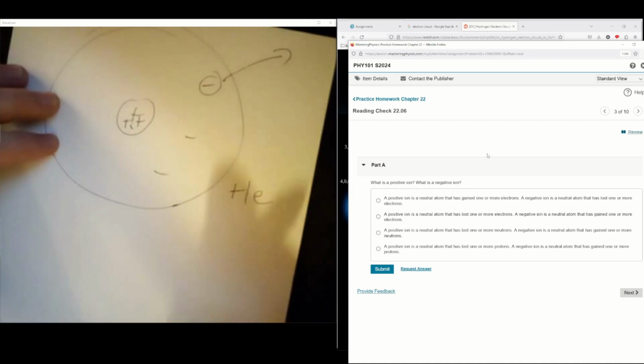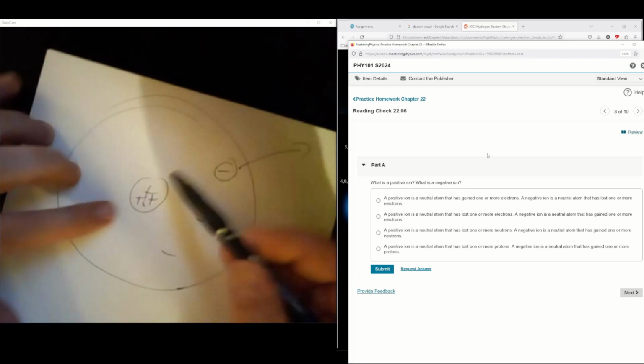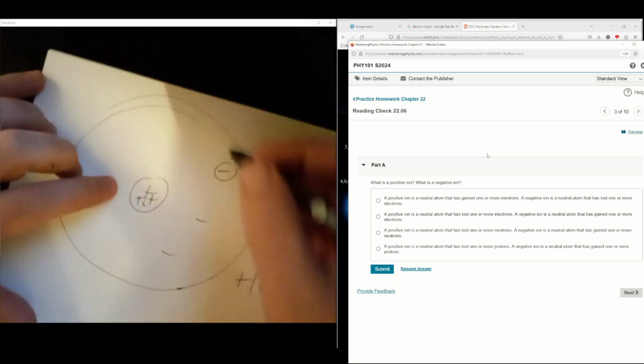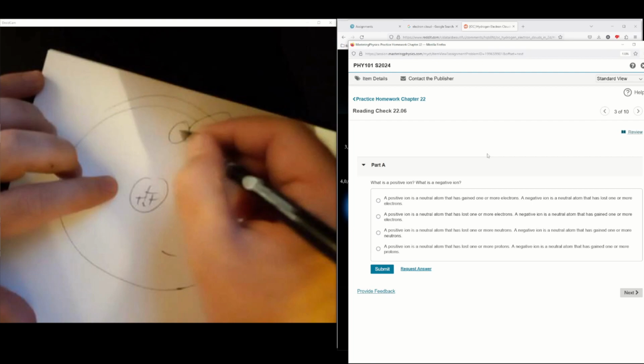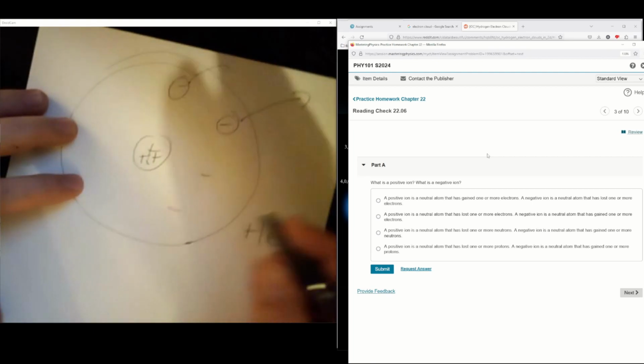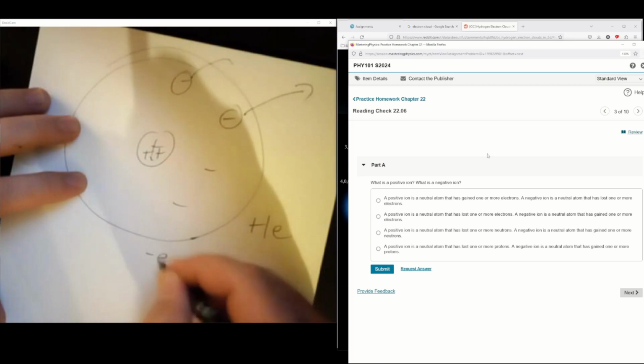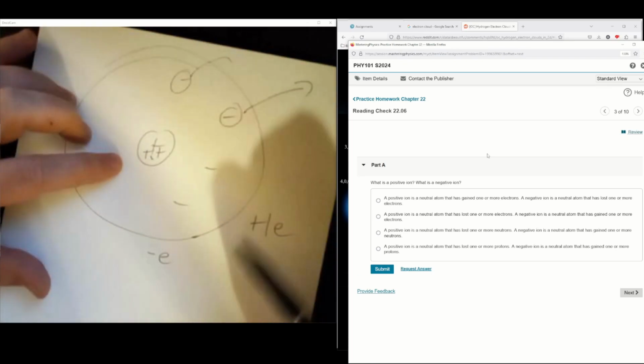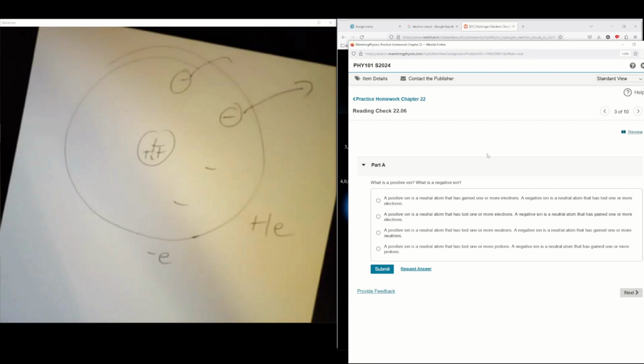Now, sometimes this can actually capture an extra electron. And if that's the case, then we would have more electrons than protons, and we get an overall negative ion. And that's what they're talking about here. The positive ion means you've lost an electron, and a negative ion means an atom that gained an electron.